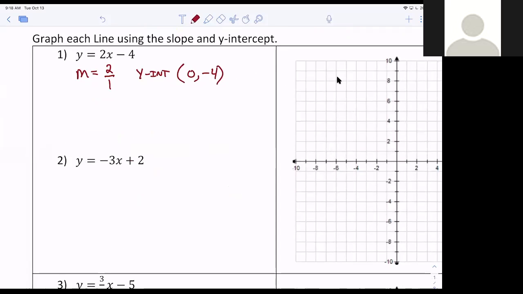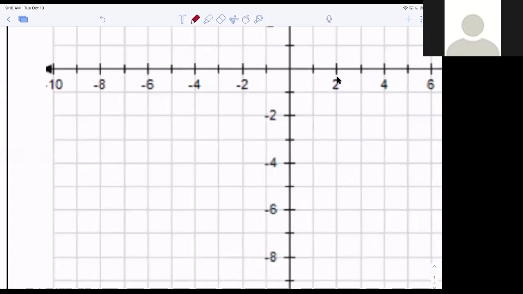Now we plot. Step number 1 is we plot the y-intercept. What is the y-intercept? 0, negative 4. So I'm taking the point and I'm going to graph 0, negative 4. There it is. Is everybody okay with that? 0, negative 4.